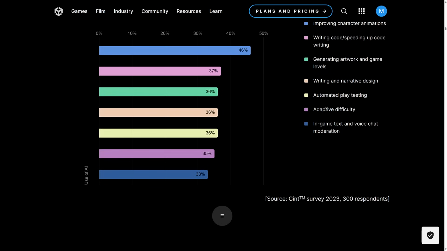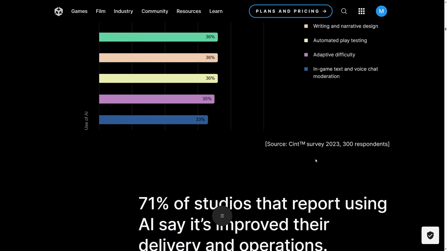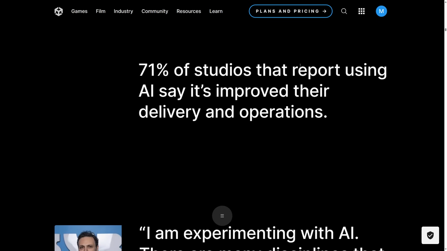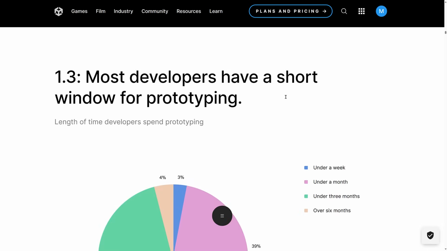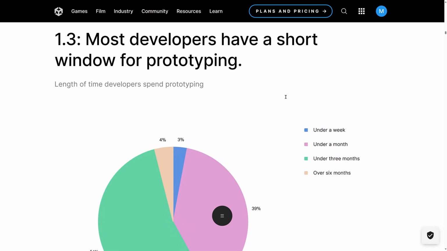Automated playtesting, adaptive difficulty. These two are kind of on the verge of AI. Like, it's machine learning for sure, but I don't really look at this as the same as all these other things. And then we've got in-game text and voice chat moderation at the bottom use. 71% of studios report that using AI improved their delivery and operations. Again, do keep in mind that the community is self-selecting in this particular case.